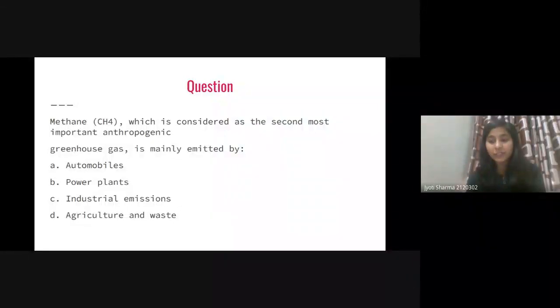What do you mean by radiative forcing? What do you mean by the global warming potential? What do you mean by the greenhouse gases? We will talk about them in the next MCQs. Okay, this MCQ is related to the methane, which is considered as the second most important anthropogenic greenhouse gas, and it is mainly emitted by which kind of sector? So I have four options: automobile, power plants, industrial emission, and the agriculture and waste. So what do you think? From where does methane most of the time emit?